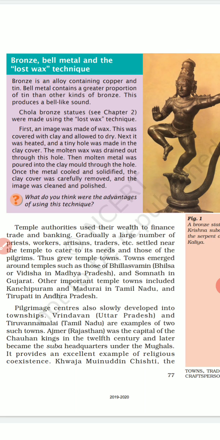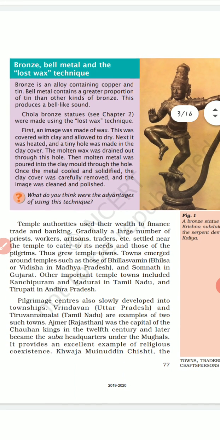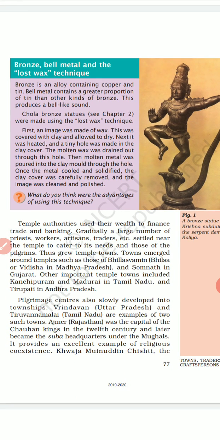Now, what was the lost wax technique? First, an image was made of wax. Firstly, the image was completely made of wax, and this was covered with clay and allowed to dry. When the wax image was made, it was covered with clay, completely covered, and that clay was allowed to dry.